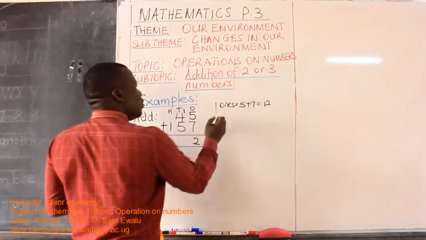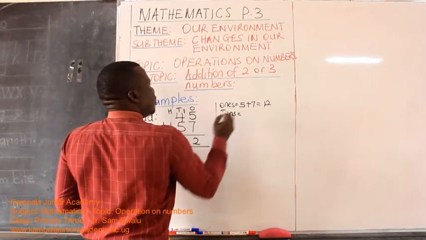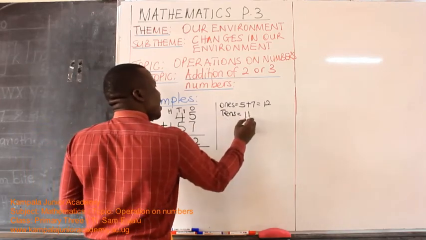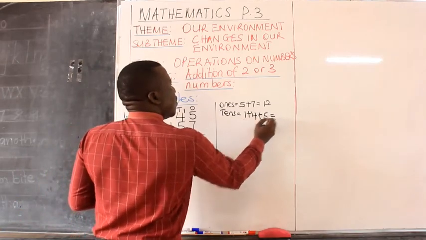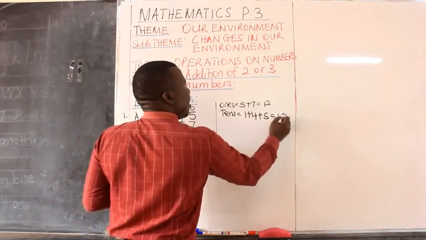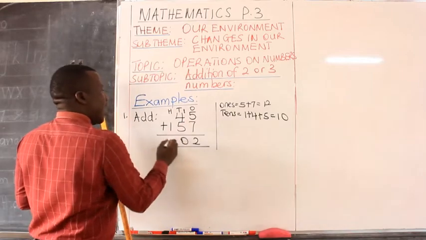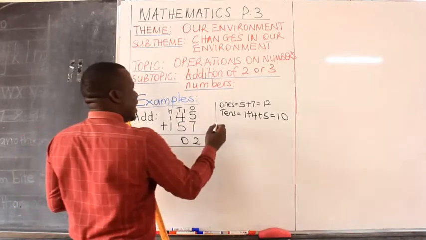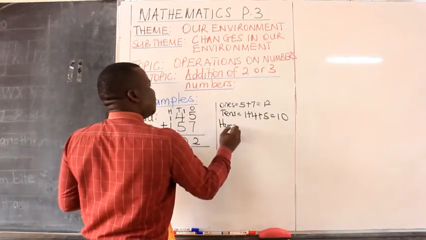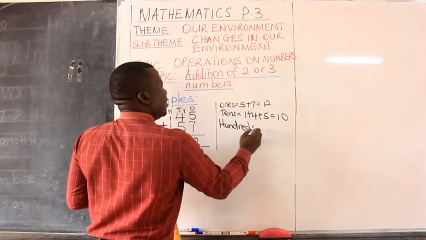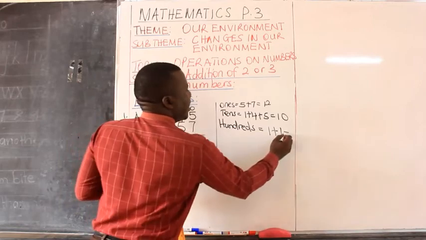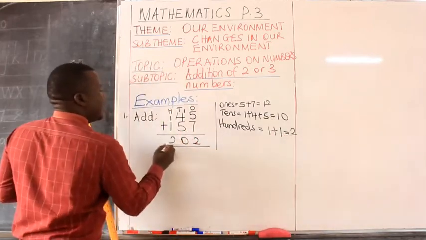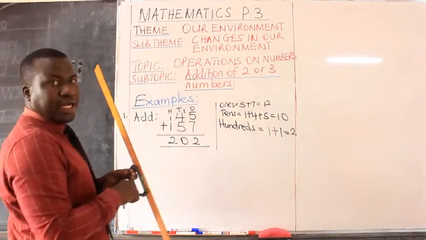Then you go to the tens. So the tens, we have 1 plus 4 plus 5, which gives us 10. You write 0, regroup 1. So in the hundreds place value, we have 1 plus 1, which gives us 2. So our answer is 202.